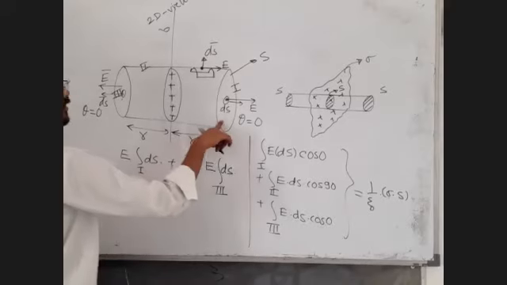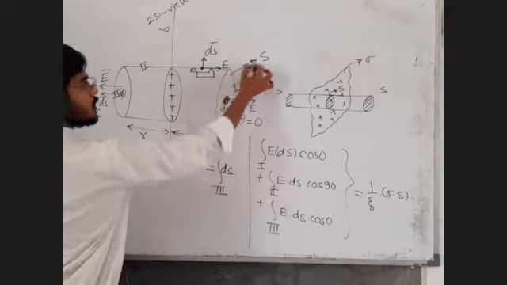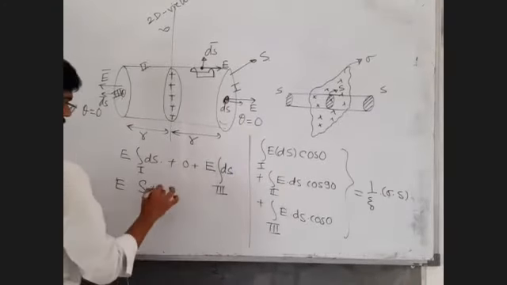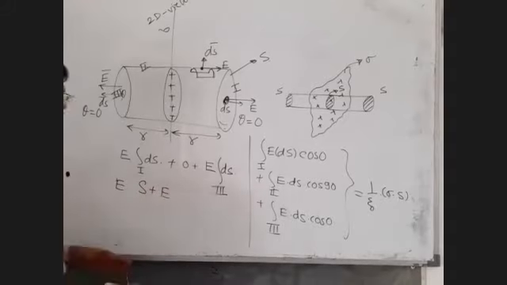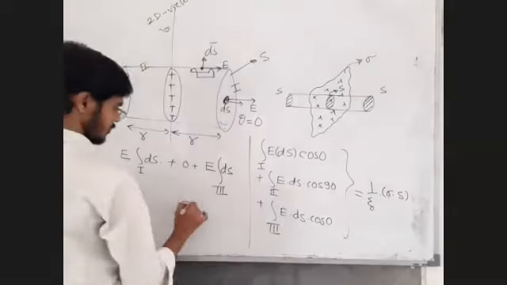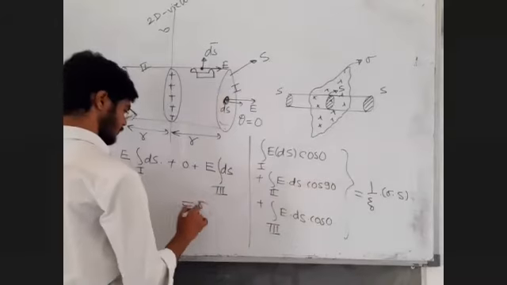Integration of ds over the first area will give you S. Plus 0, no need to write. Capital E as it is. I think I didn't write the right hand side, I have to write that first. E is equal to sigma upon epsilon 0 into S.